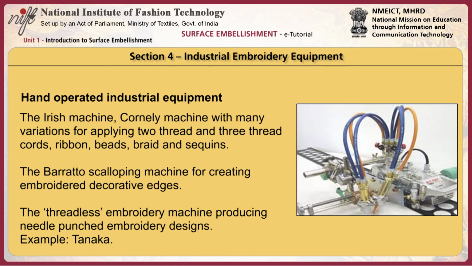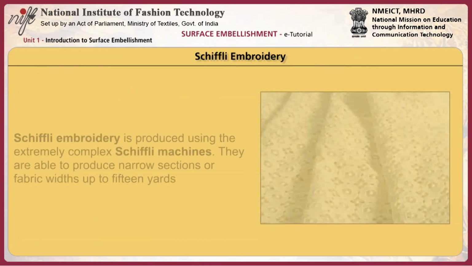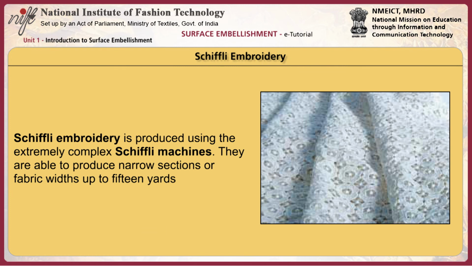The Barudan scalloping machine for creating embroidered decorative edges, and the threadless embroidery machine producing needle punched embroidery designs. An example of this is a Tanaka. Schiffli embroidery is produced using the extremely complex Schiffli machines. They are able to produce narrow sections or fabric widths up to 15 yards. The number of needles per machine is usually about 1000, and these may all be programmed to be worked at the same time on the design.